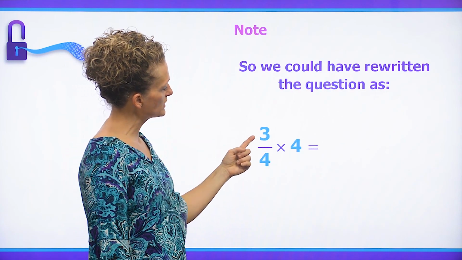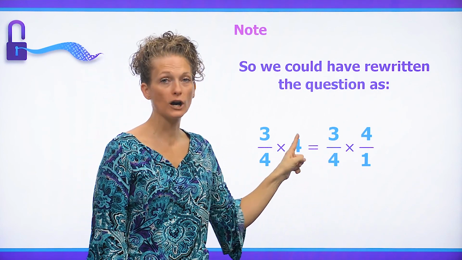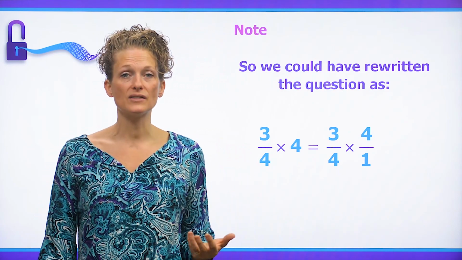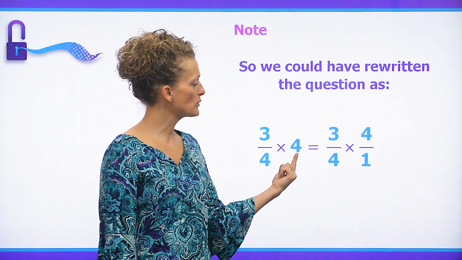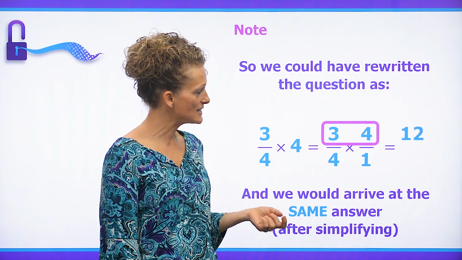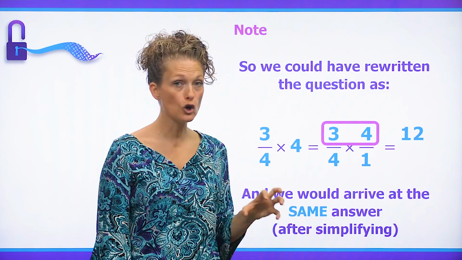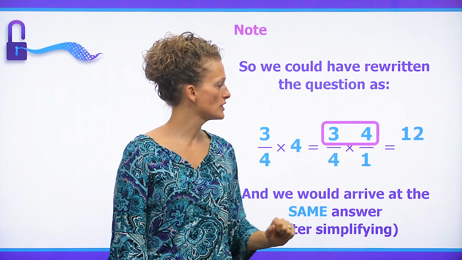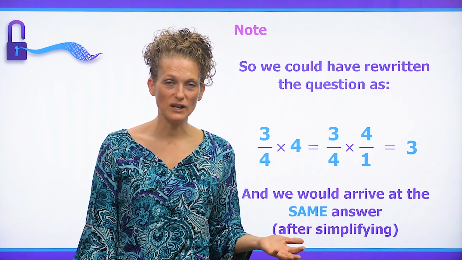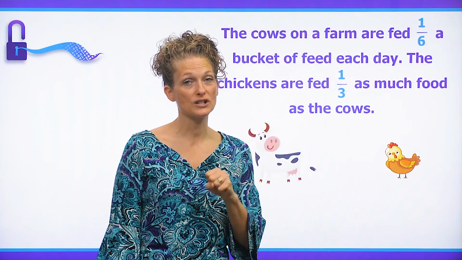So we could have actually rewritten this question as 3/4 times 4/1 because this 4 is understood to be over 1. We just don't write it that way. It's simply that the most common form is to write it as 4 and not 4/1. So we would arrive at exactly the same answer after simplifying as we did when we showed the visual picture. All right, so 3 times 4 is 12, and 4 times 1 is 4, and 12 divided by 4 is 3. So you can see that we got the exact same answer as when we showed just the rectangles.